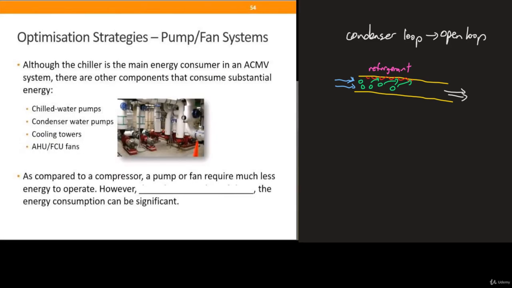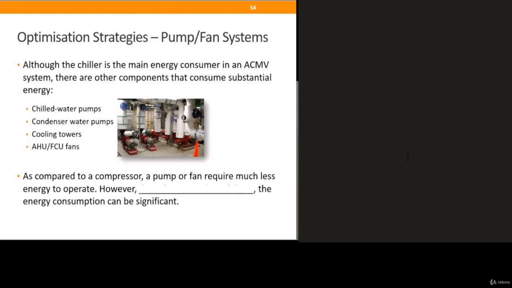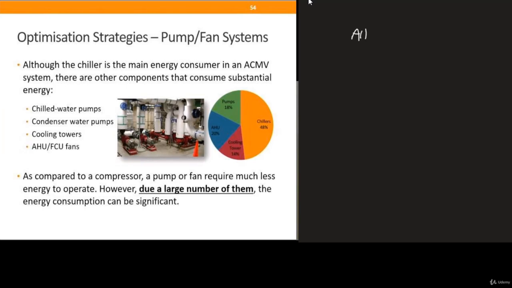Now I will continue with the optimization strategies for pump and fan systems. That means systems with motor drives that transport your fluid around, be it condenser water, chilled water, or your air. These are some of the areas where you need to use pumps or fans. There are your chilled water pumps, your condenser water pumps, cooling towers, and AHUs. Although individually they do not consume much, because there is a large number of them, you can easily have up to 20 to 30 AHUs or 50 to 60 FCUs in a building.